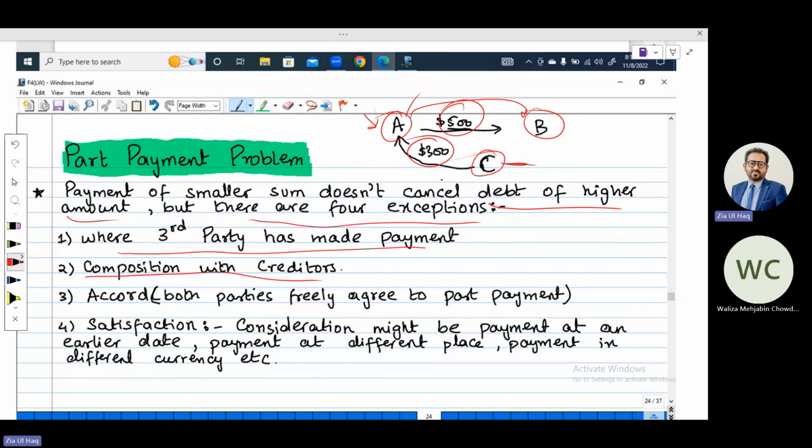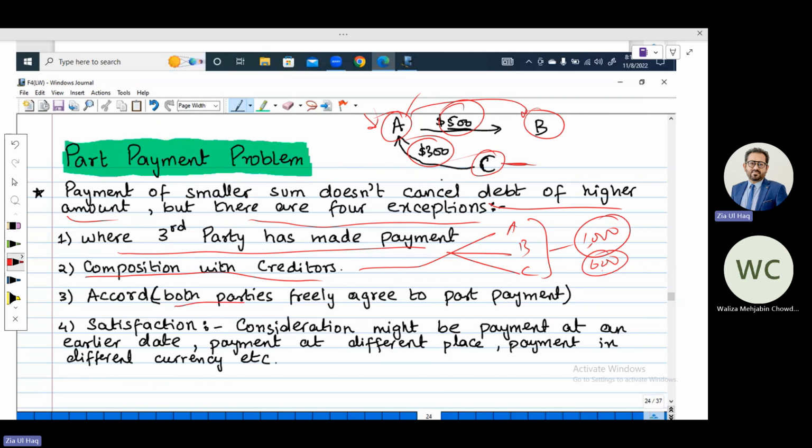Composition with creditors: like if a company is having 3 creditors A, B, and C, and all together they need to receive 1000 from the company. But if the company is winding up and the company's asset value is 600, so instead of 1000 they can recover 600. In that case, the smaller amount can cancel the larger debt.